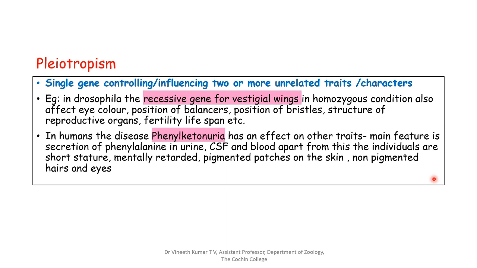In gene interactions, we discussed allelic interactions, the major types of allelic interactions: the different dominant interactions, followed by codominance, then incomplete dominance, and lethal genes. After that, we discussed non-allelic interactions: complementary genes, supplementary genes, epistasis, and the last one, polygenes and pleiotropism. With this, we come to the end of this particular module.